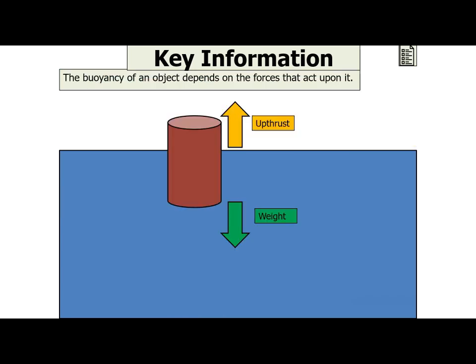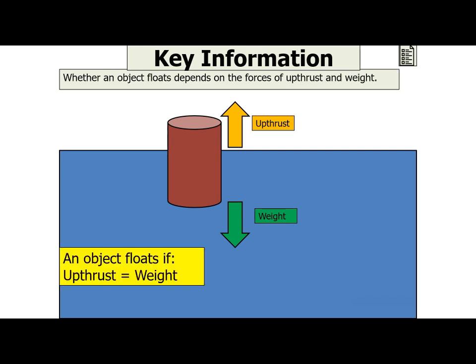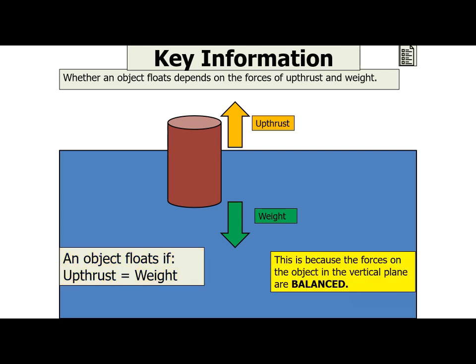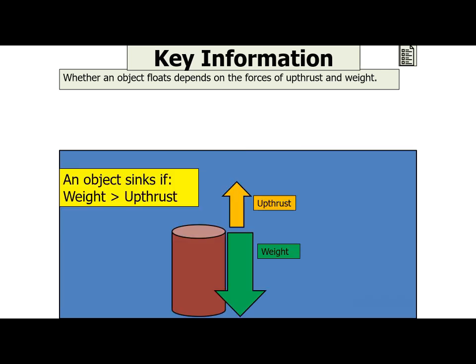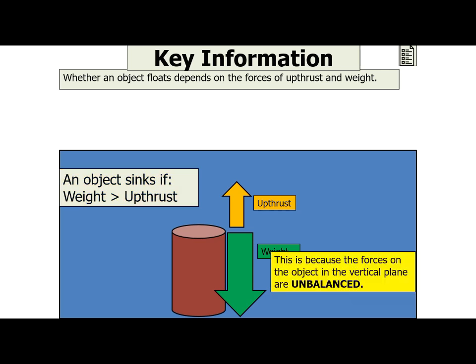So the buoyancy of an object depends on the forces that act upon it. An object will float if the upthrust being produced is equal to the weight. That's because the forces on the object in the vertical plane are balanced. There's no resultant force. However, an object sinks if the weight is greater than the upthrust. That's because the forces on the object in the vertical plane are unbalanced. There's a resultant force downwards.